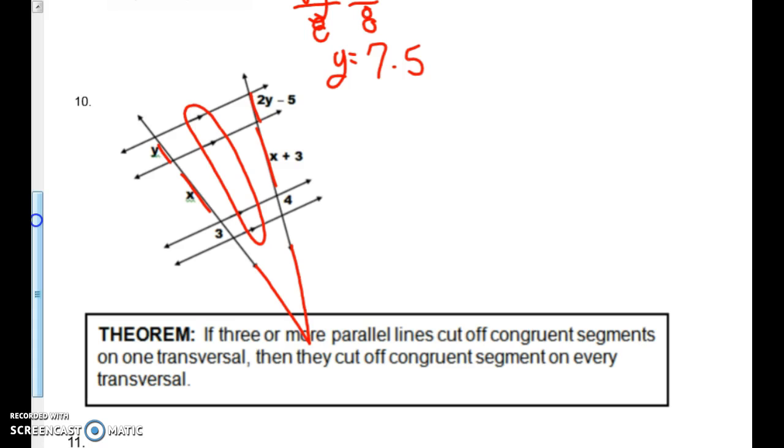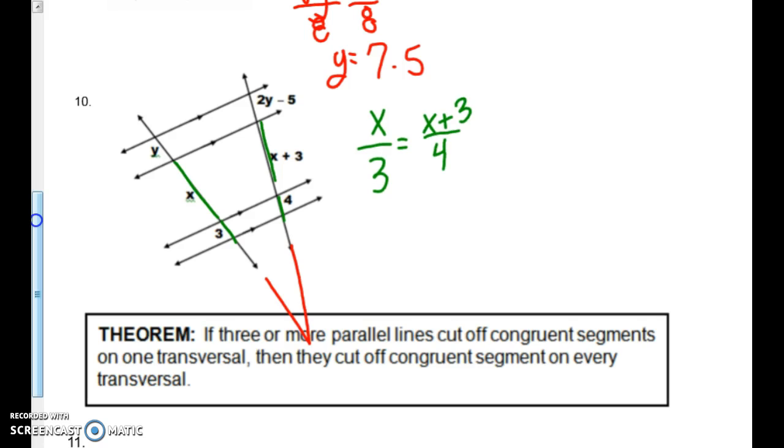Which ones do you want? You just have to make sure you use the same ones. So if it were me, I'd start with x, because I always do. X and 3, x and 4. Are you with me? So I would do x over 3, and that's going to be equal to x plus 3 over 4. And then from there I would just cross multiply.